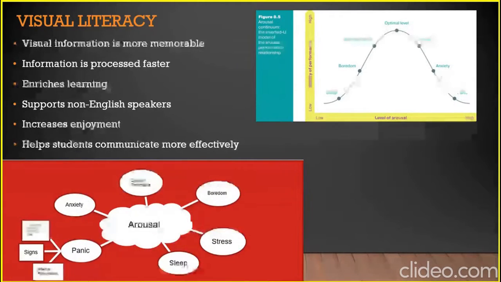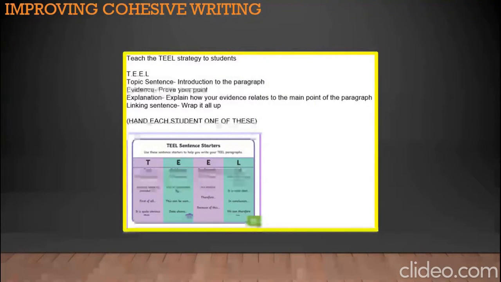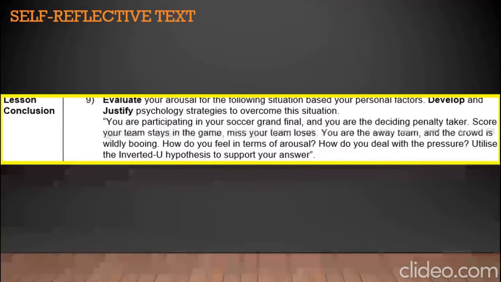and increases enjoyment. Prior to the last activity, students were given the opportunity to rehearse cohesive writing. This explanation was only strengthened by utilizing a visual support tool. The last portion of the lesson involves composing text. This piece asks students to evaluate their arousal in a sporting situation based off their personal factors. Additionally, this task asks students to develop and justify the effectiveness of psychology strategies to enhance or reduce their arousal during the situation.